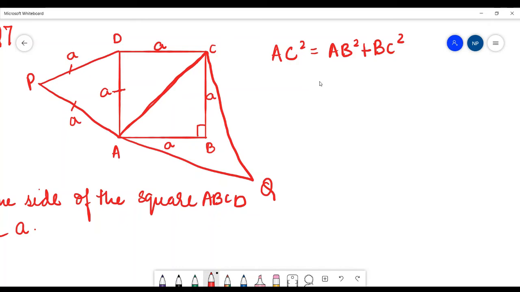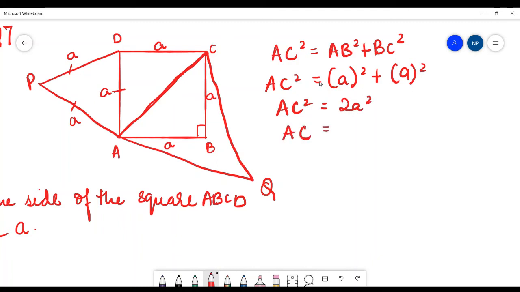So over here AC square we have to find out is equal to AB square plus BC square. AB is length A, so A square, plus BC is also A square, right? So from here we get AC square is equal to 2A square. Shift the square to RHS, we have under root of 2A square. Now 2 is not a perfect square, so it doesn't have its root, but A square we can write it as root 2A.